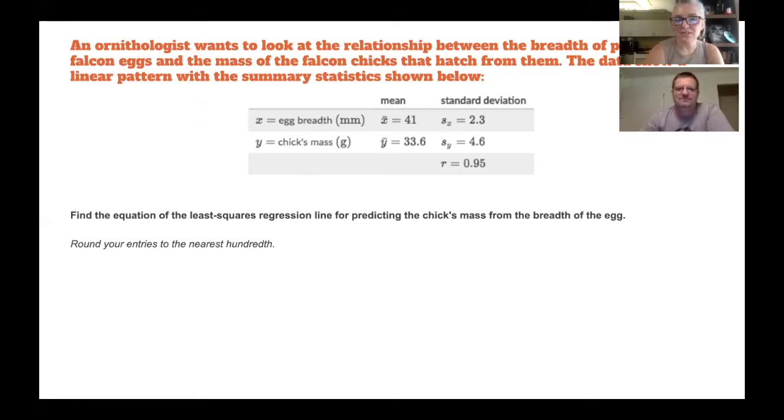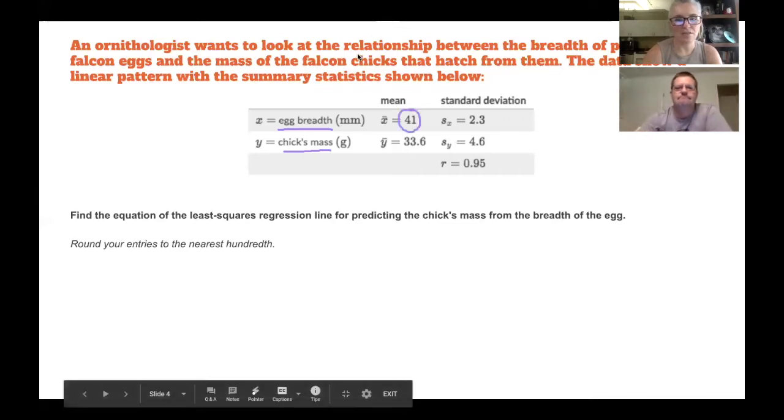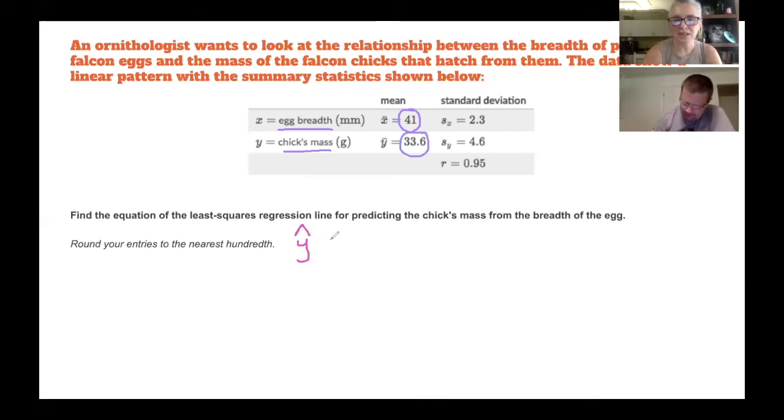Okay, so let's see what's given to us. In this problem, you've got X, which is the egg breadth, and Y, which is the chick's mass. And so we're given the mean of all the X's, or the mean of all of the egg breadths, and the mean of all the chick's masses, and then standard deviation for both of those. And then we're also given the R value for the data, okay?